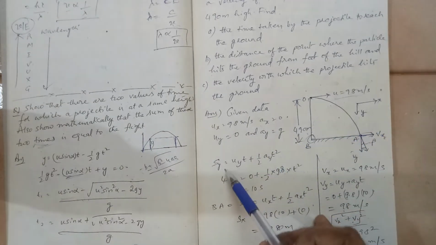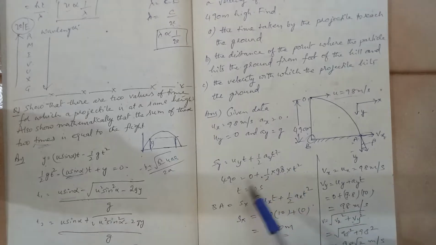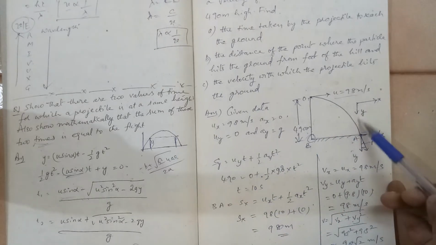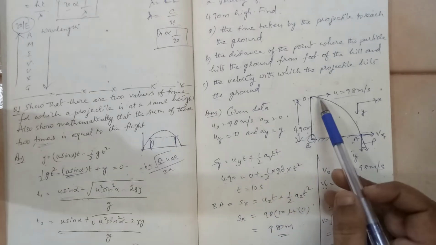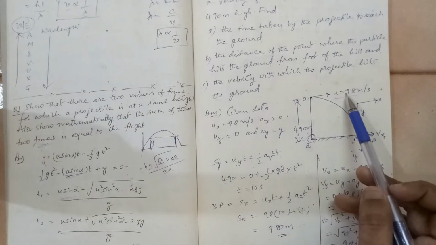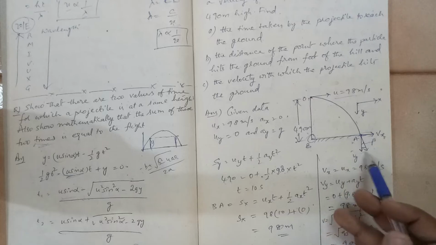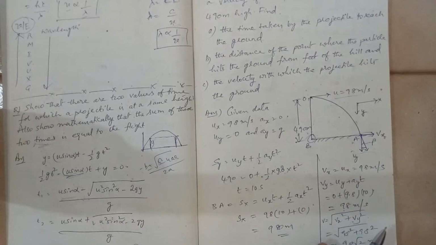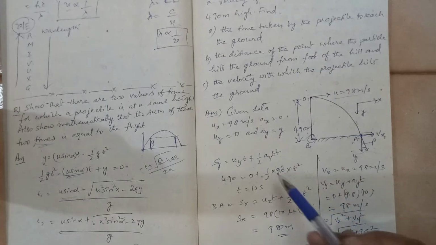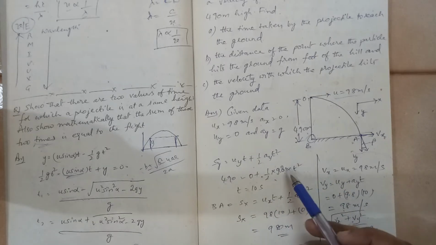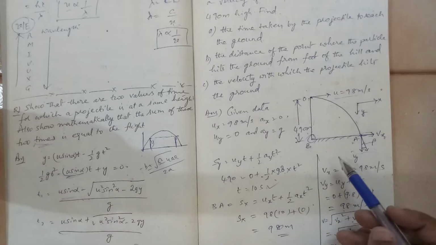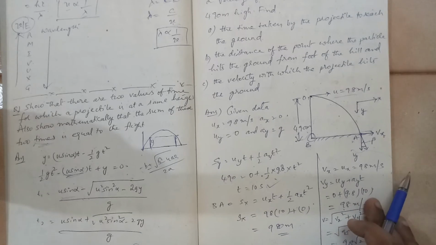So we can apply s is equal to ut plus half at square. We have taken downward as positive, so 490 is positive. Uy: it has been thrown horizontally, that means vertical velocity is 0, plus half into g into t square. When you solve for t, you get 10 seconds.